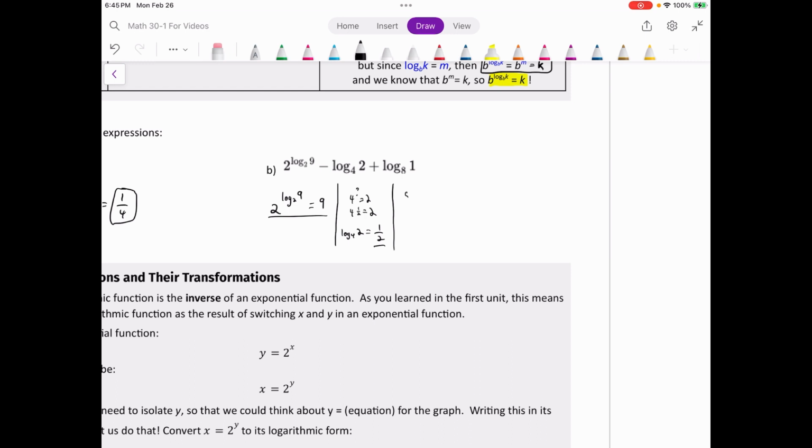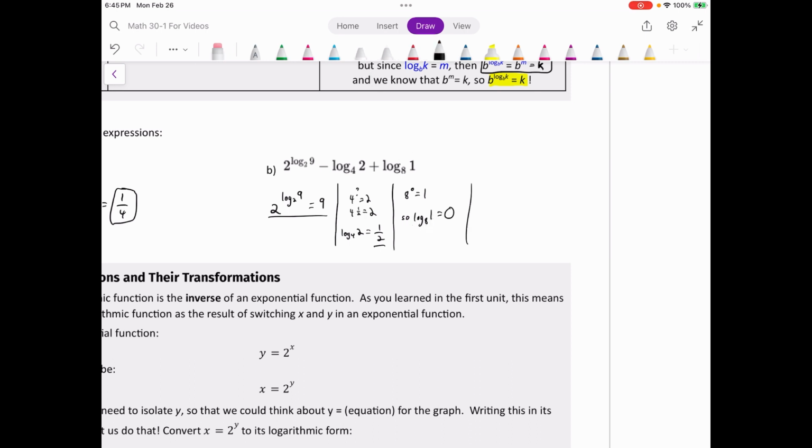8 to the power of 0 equals 1. So log base 8 of 1 is just equivalent to 0, right? The only number I can raise something to the power of and get an answer of 1 is 0. 8 to the power of 0 equals 1.